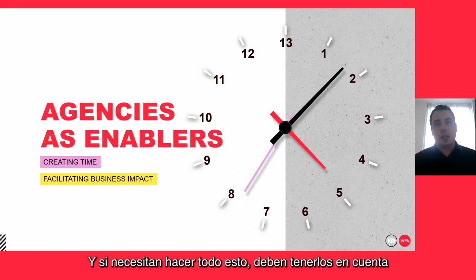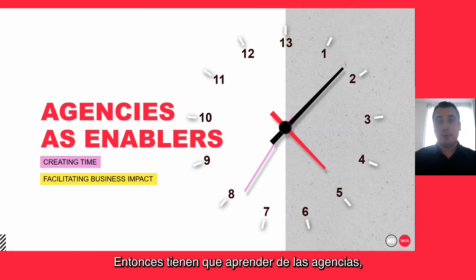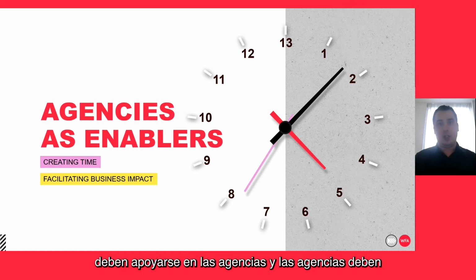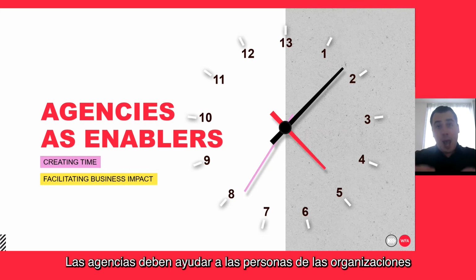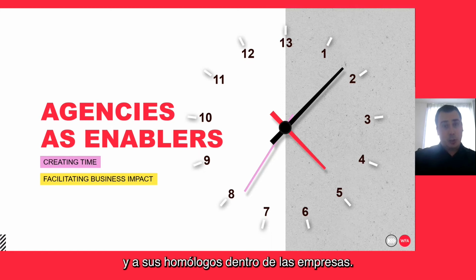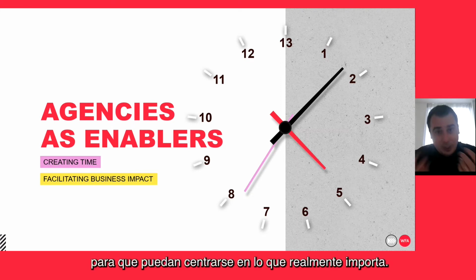And like I've already said, if they need to do all of this, if they need to take into account those four I's, then they need to learn from agencies. They need to lean on agencies. And agencies need to be enablers. Agencies need to help people in organizations, the counterparts within companies, to free up time so that they can focus on what really matters.